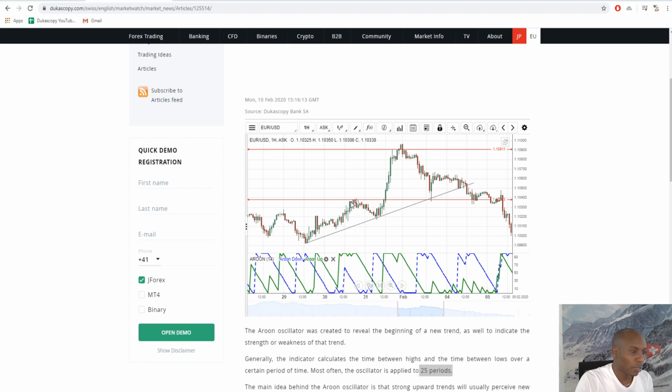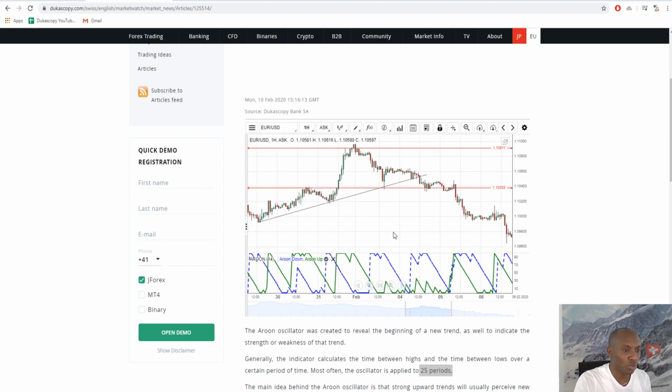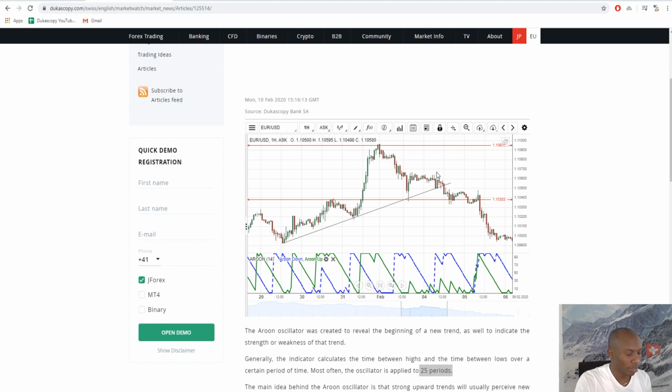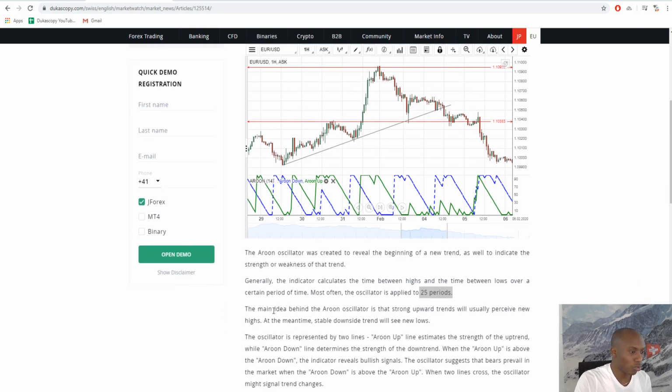And what happened when it showed that there's a new trend to the upside? This is the previous high, and it takes out this high at 1.1038, and it forms a new high of 1.190 or so. This is how you can explain the main idea behind the Aroon Oscillator: upward trend and downward trend.